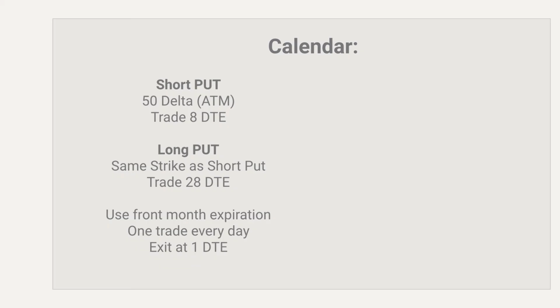So here is the final setup for the Calendar to Heaven. Short put at 50 delta, 8 DTE. Long put at the same strike as the short put, 28 DTE. Trade daily. Trade only when IVR is low, less than 30%. Exit the positions if you reach 20 to 30% profit. No stop loss necessary.